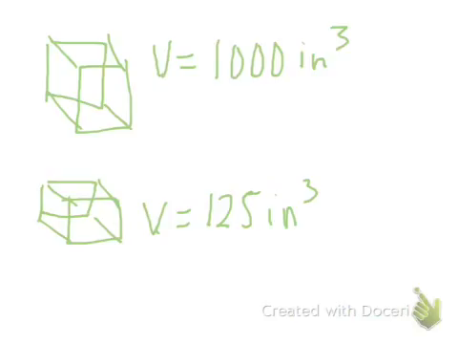Now for our last example. I have 2 cubes here. The first cube, its volume is 1,000 inches cubed. The second cube, its volume is 125 inches cubed. I want us to figure out the difference between the side lengths of both cubes. So again, I'm looking at the cubes. I know it's the volume, which is the space on the inside, so I'm going to shade this in.